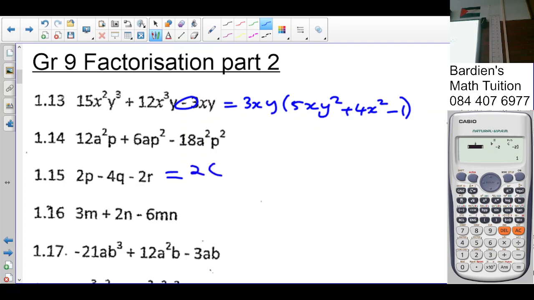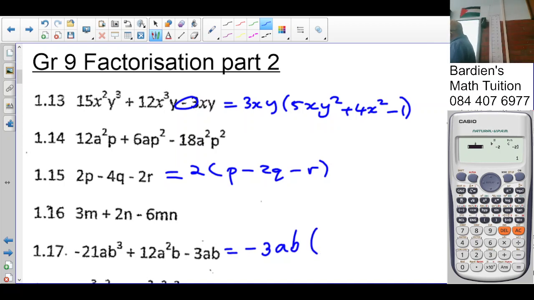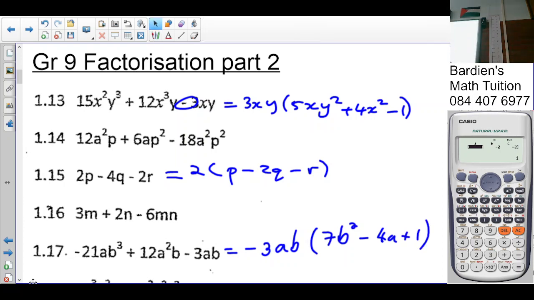Number 15, what is common here? 2. I'm left with p minus 2q minus. Okay. Number 17. Remember the first term is negative. Take out negative as a common factor. Negative 3a squared b cubed. I'm left with 7b squared minus 4a plus 1. Okay, any problems there?